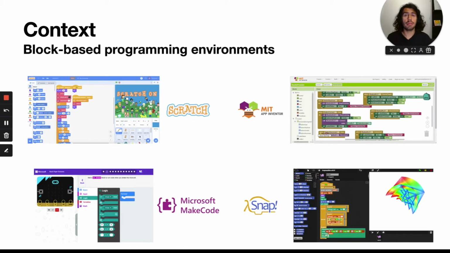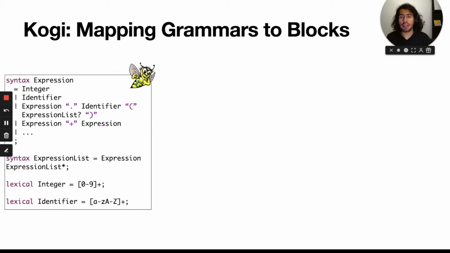These are some of the most popular block-based programming environments. These environments are typically handcrafted, which makes them difficult to develop, especially when we want to offer such an interface for a domain-specific language. Having this into account, in previous work, we developed Kogi. Kogi is a tool in which we make a mapping between context-free grammars and block-based environments. Our main concern here was to be able to reuse existing grammars.